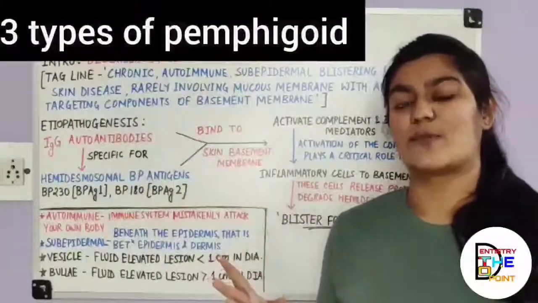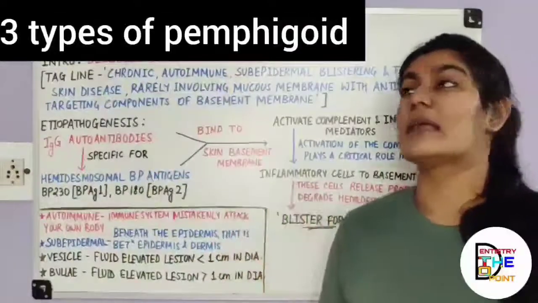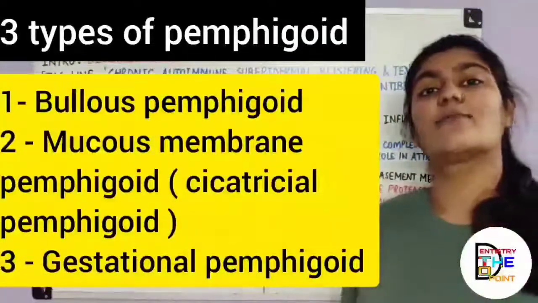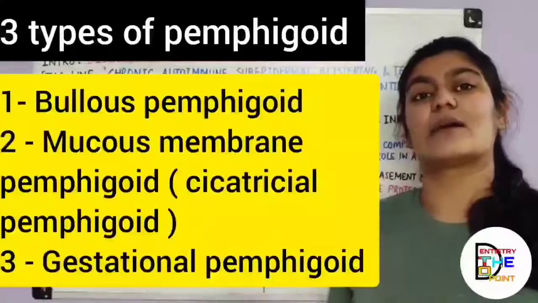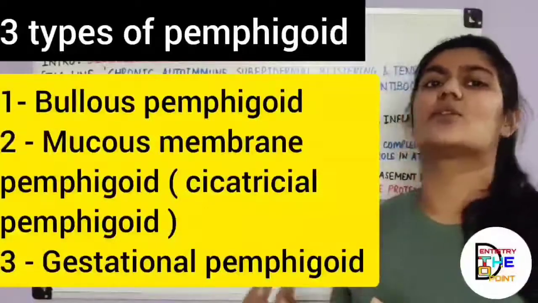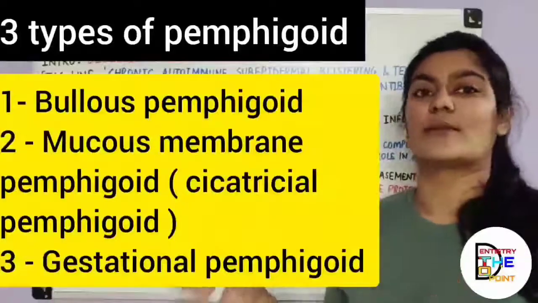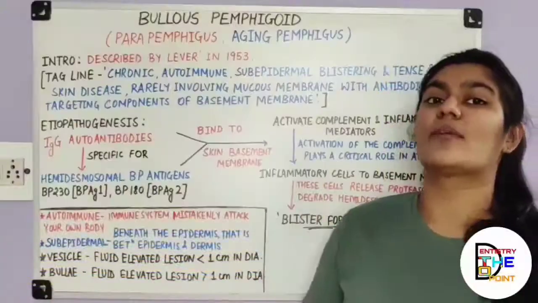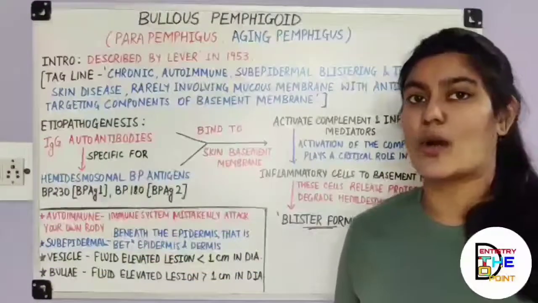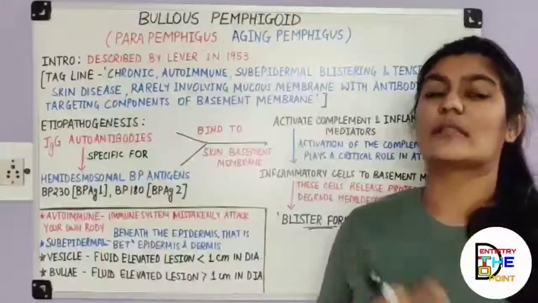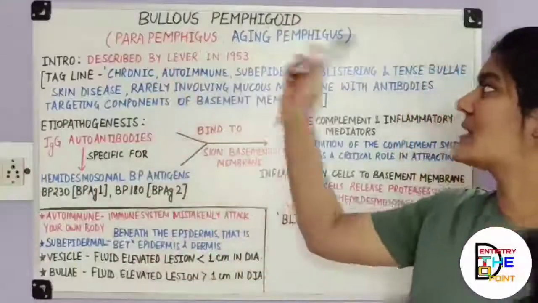There are three types of pemphigoid, namely bullous pemphigoid, which we'll see in detail in this video. Then you have mucous membrane pemphigoid, and third is gestational pemphigoid, that is seen during pregnancy, usually in pregnant ladies. That is not that important to us, but the two main forms of pemphigoid which are important to us are bullous pemphigoid and mucous membrane pemphigoid. So in this video we'll start with bullous pemphigoid.